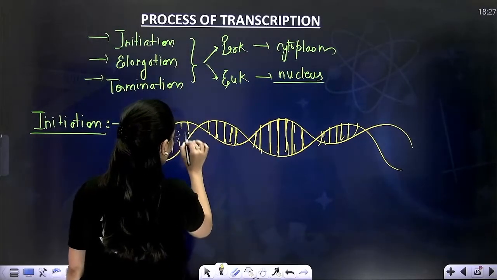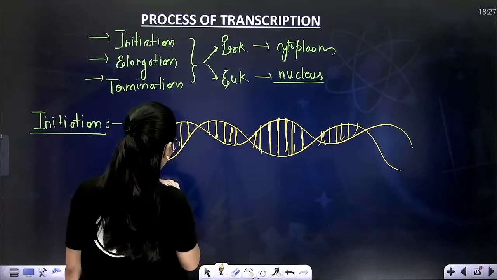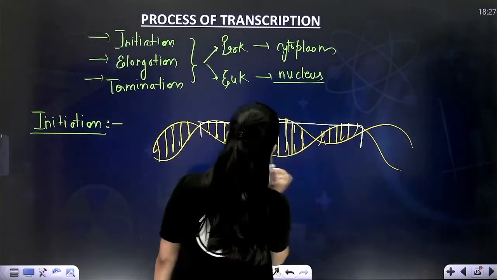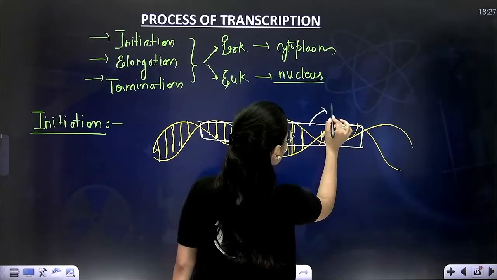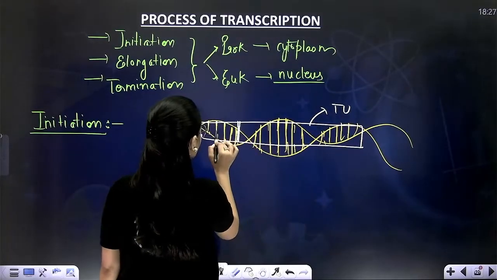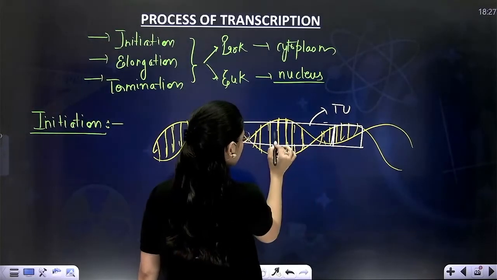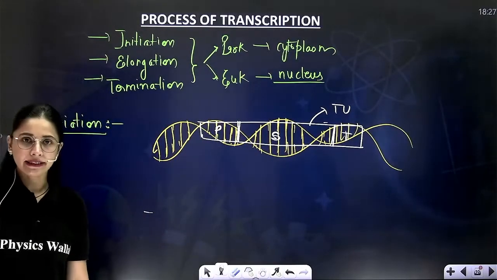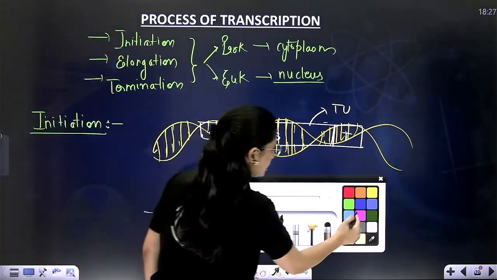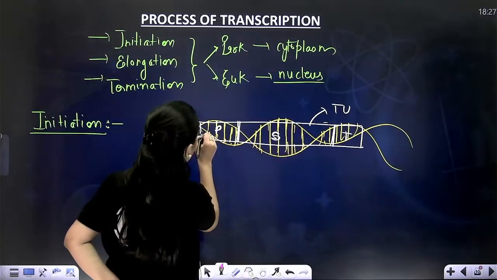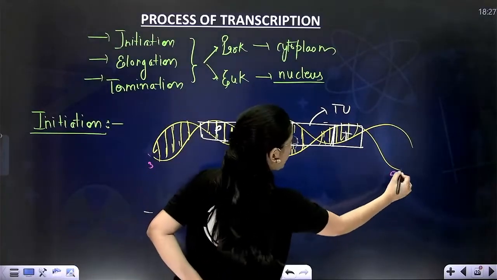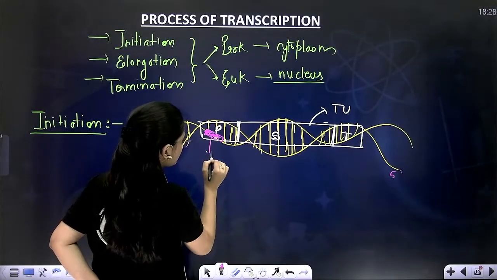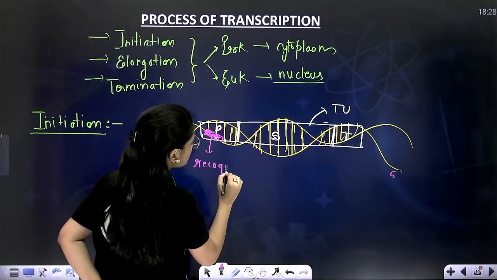Okay. Now, what will happen? A part of the DNA will undergo transcription. Suppose this is the region. This is that transcription unit which is going to undergo transcription. Here is the promoter region. This is suppose the structural region. And at last is the termination region from where the process is going to end. Now, in the promoter region are some specific sequences. This is 3' to 5'. So on the 3' end of the promoter region, there are some specific sequences called recognition sequences.